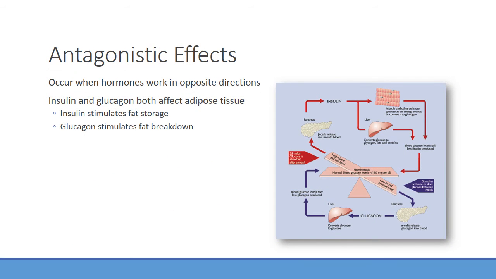And then we mentioned glucagon and insulin being our antagonistic hormones. Again, they're just doing the opposite effect here between increasing and decreasing blood sugar.